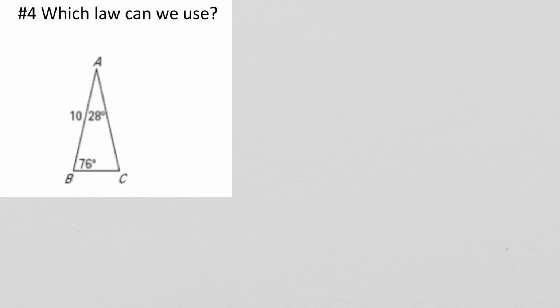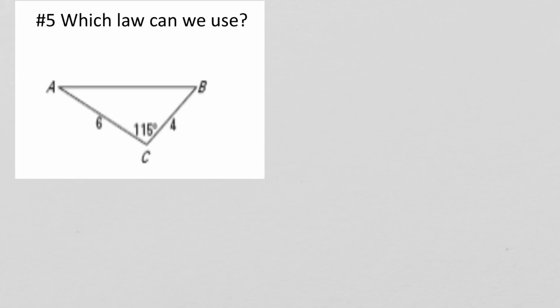This one again, let's take a look. We could use law of sines. We could figure out this third angle by the third angle theorem. And we know this side is opposite. And then I could get any of the other 2 sides because I have the 28 degrees or the 76.